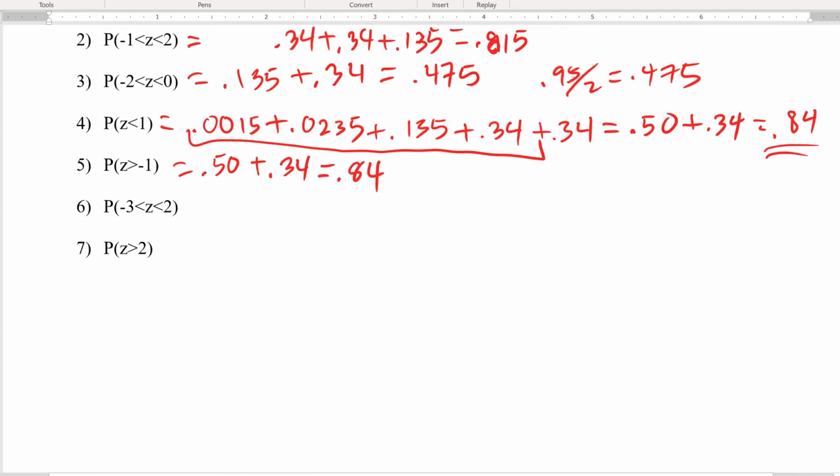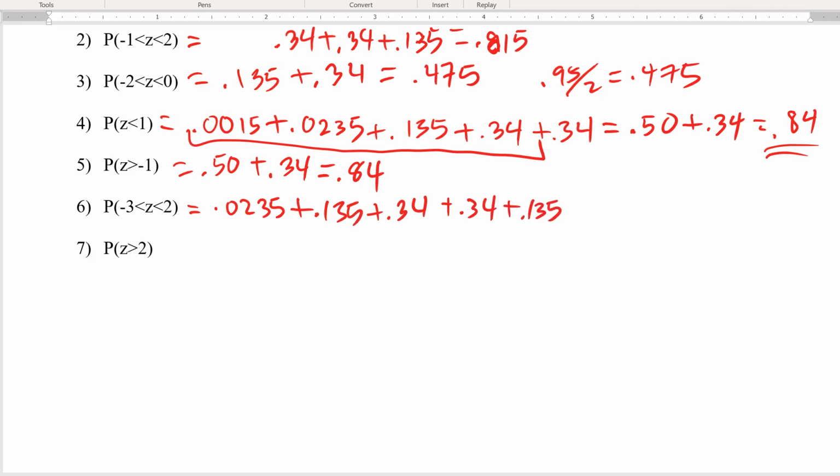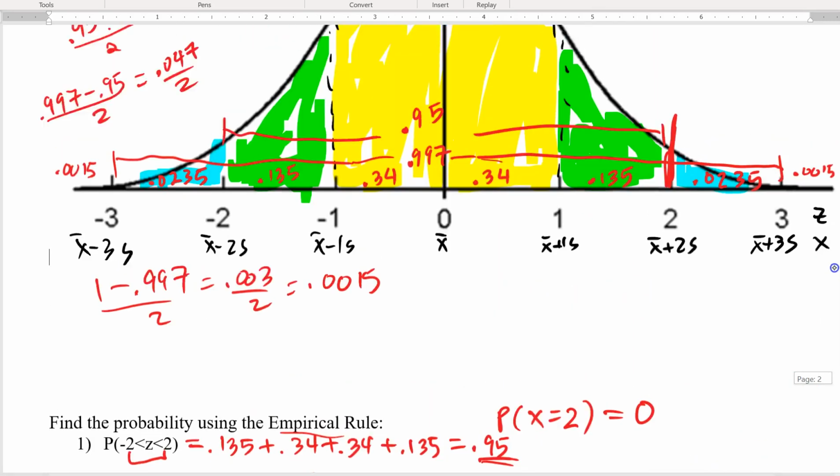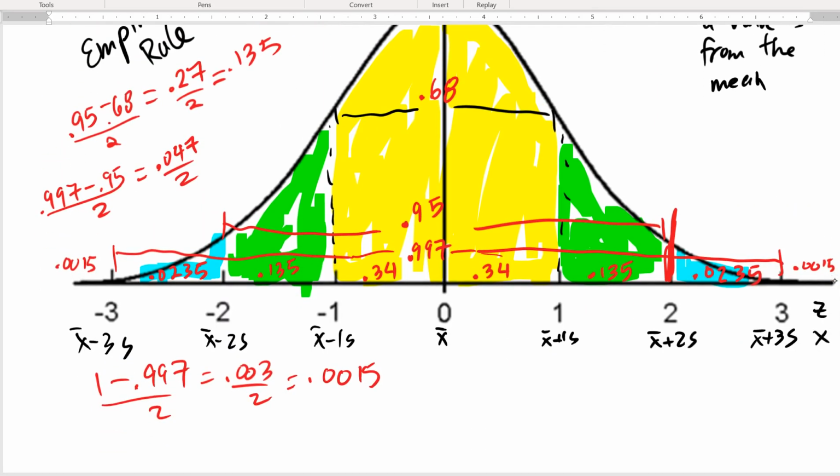That's actually really good. How would I go from -3 to 2? I could add up all the pieces, starting with 0.015. No, that one's not included here. Starting with 0.0235, 0.135, 0.34, 0.34, 0.135. I can add up all those pieces. Make sure I did that right. So that would be going from -3 all the way up to 2. So I start at the 0.0235 and I end at 0.135.